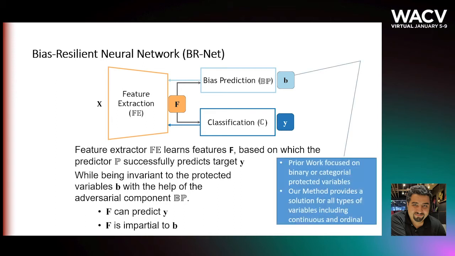Prior work focused on binary or categorical variables such as domain labels. Our method provides a solution for all types of variables, including continuous and ordinal variables such as age and skin shade.